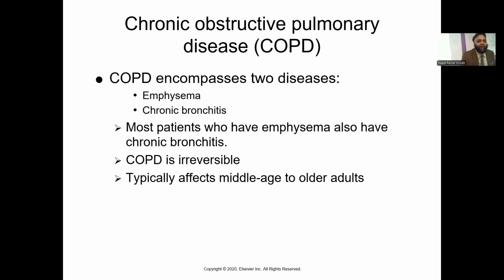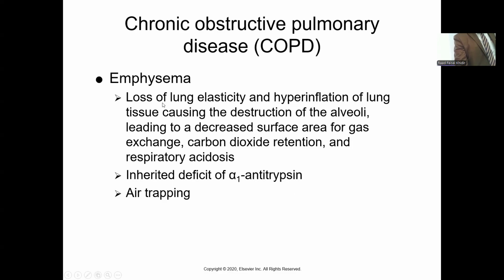So most patients who have emphysema also have chronic bronchitis, and that typically affects middle-aged to older adults. Emphysema is when there is a loss of lung elasticity. Remember we said that the alveoli are like bubbles, like balloons, and they recoil after being stretched and full of air. So there is a loss of lung elasticity and there's hyperinflation, meaning patients who have emphysema, once they take a deep breath, air goes in, but it can never come out. So that's the problem. There is a stretch, but no recoil.